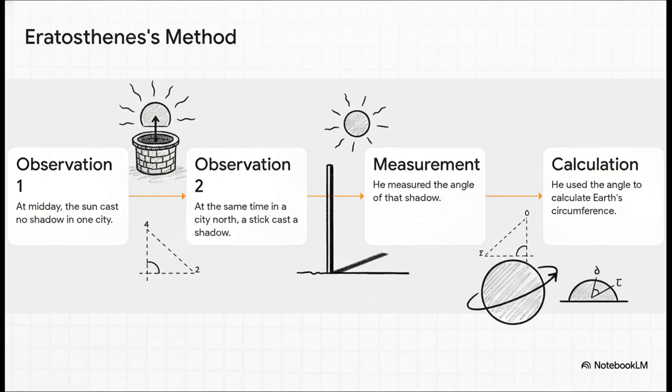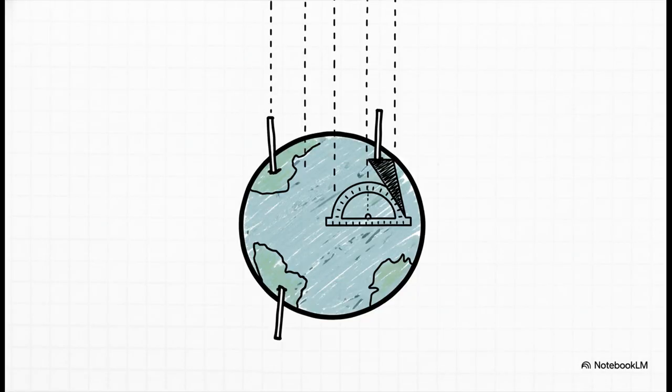And here's the mind-blowing part. Eratosthenes realized that the angle of that little shadow was the exact same as the angle between the two cities relative to the center of the Earth. So by measuring that simple shadow, he figured out the planet's curve. He used that angle, plus the distance between the two cities, and calculated the total circumference of the Earth with stunning accuracy. So think about that.